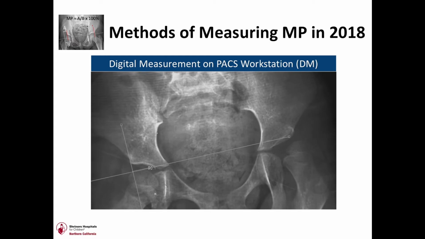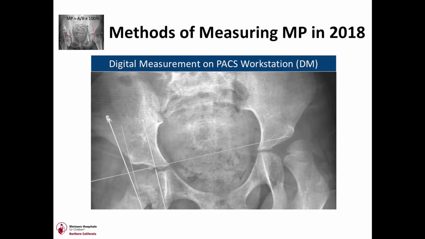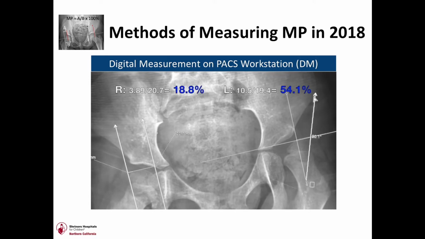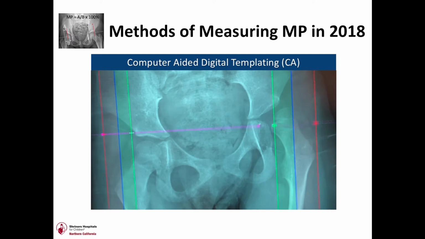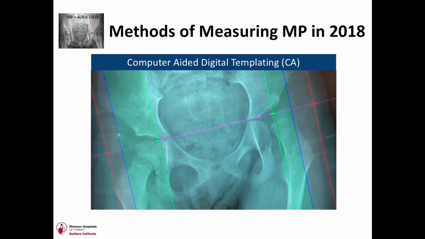The methods of measuring migration percentage are as follows. You can draw vertical lines and measure distances on a PACS workstation, as demonstrated here. This requires a calculator and a little bit of time. If you're lucky, you might have a computer-aided digital templating system that allows you to simply move lines on the X-ray, and the system will then automatically give you the migration percentage.